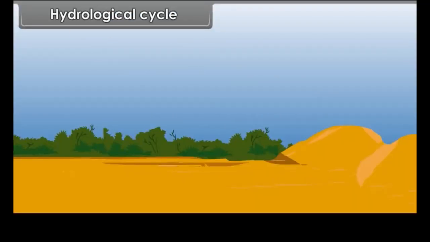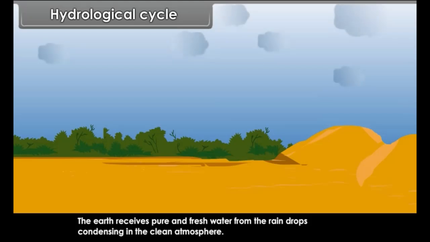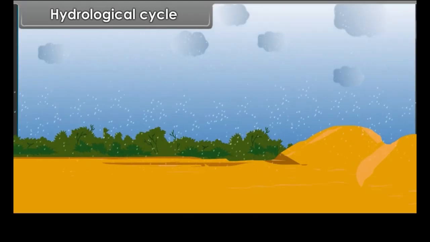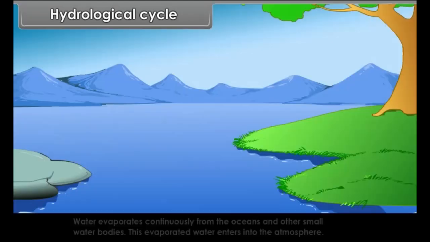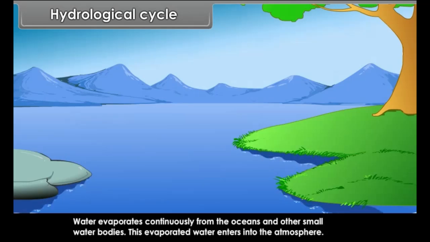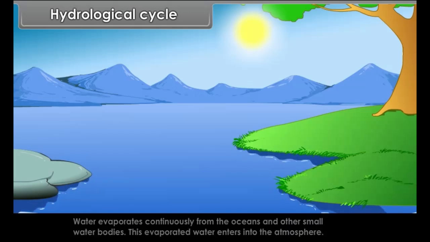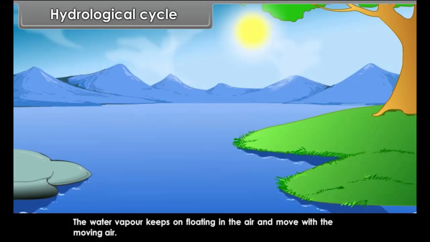Hydrological cycle. The earth receives pure and fresh water from the raindrops condensing in the clean atmosphere. Surface springs also provide fresh water. Water evaporates continuously from the oceans and other small water bodies. This evaporated water enters into the atmosphere. The water vapor keeps on floating in the air and moves with the moving air.